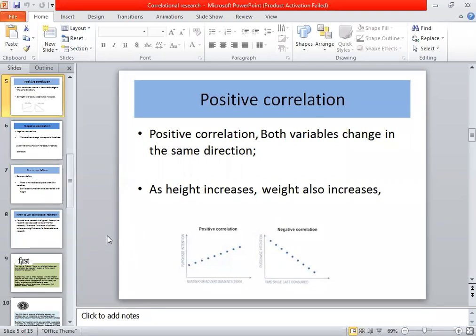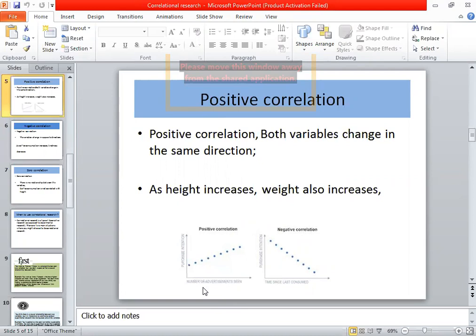Direction means that if the scores on one variable are increasing, the data on the other variable is also increasing. Look at here, positive correlation is described here. These dots are in fact the scores. These are the scores on the x-axis and the y-axis.